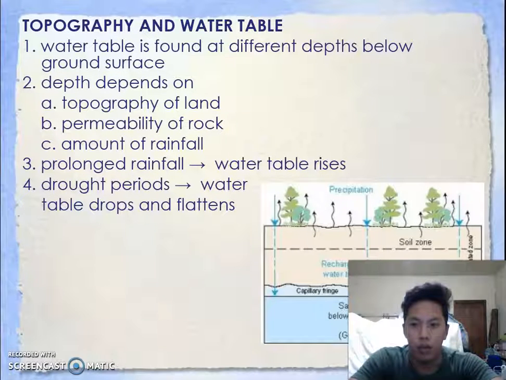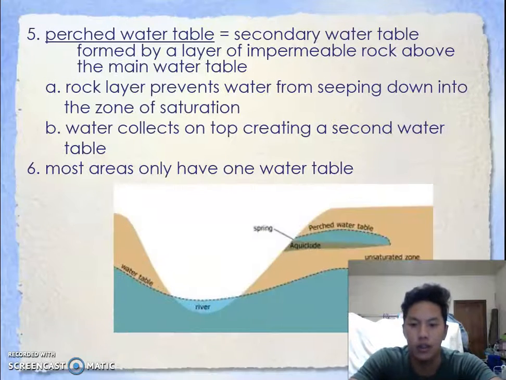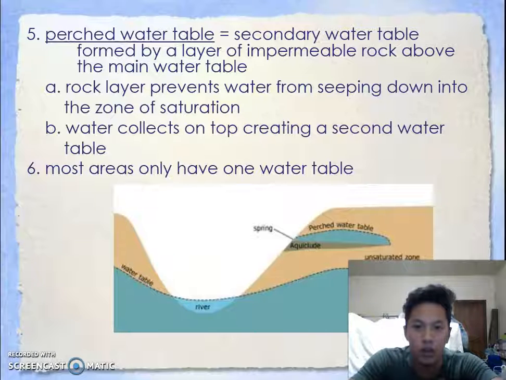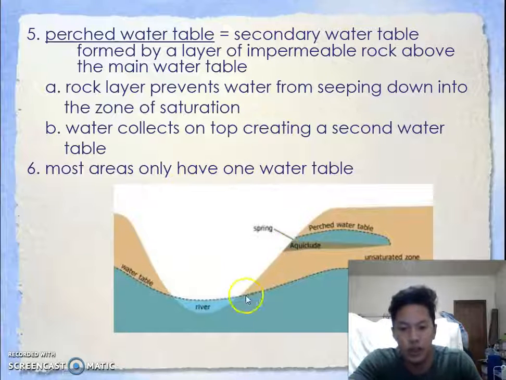Topography and water table. The water table is found at different depths below the ground surface. Depth depends on the topography of the land, permeability of rock, and amount of rainfall, including prolonged rainfall and drought periods. Perched water table. A secondary water table formed by a layer of impermeable rock above the main water table. As you can see in the picture, the water table, the spring and the river.